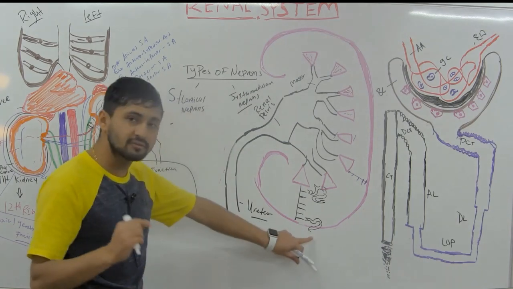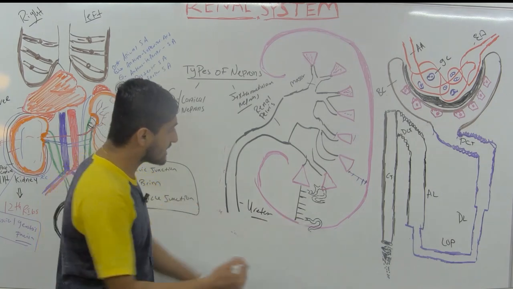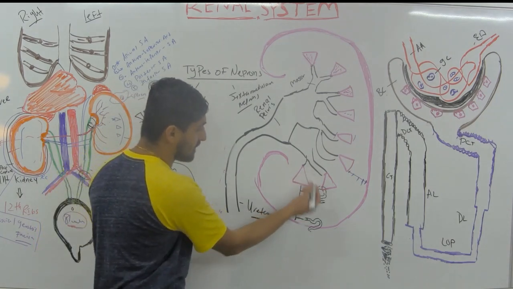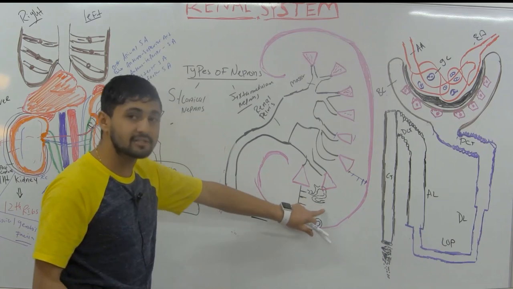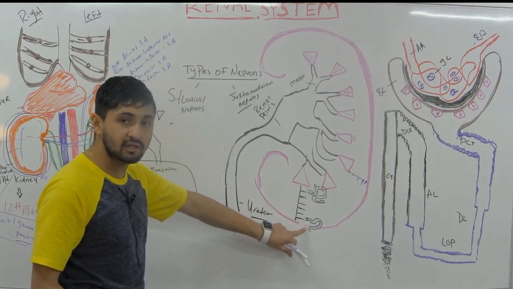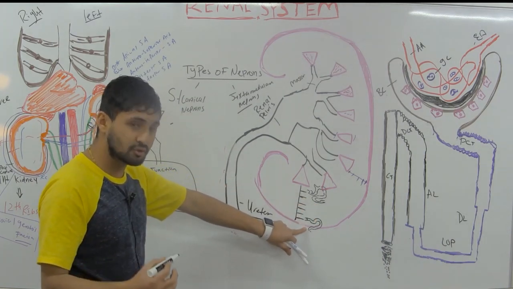So juxtamedullary nephrons have a long loop of Henle, okay, because they have to go juxta and loop around because they have to go to the medulla. That's why they have a longer loop of Henle versus the cortical nephrons. Cortical nephrons have a shorter loop of Henle, okay.